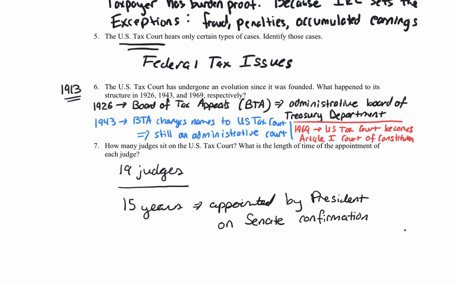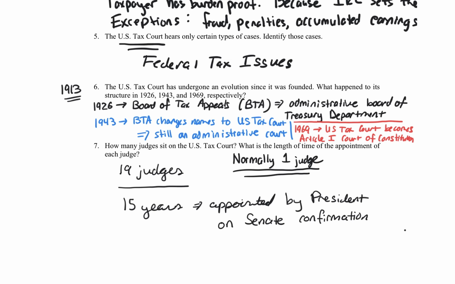Those 19 judges, in a typical U.S. Tax Court case, only one judge will hear a case. So normally, one judge hears a case. There are 18 regular tax court judges and one chief judge, and who the chief judge is changes every few years. It's not like the Supreme Court, where the chief judge is appointed and continues until they retire or change that in some way. That often does change.